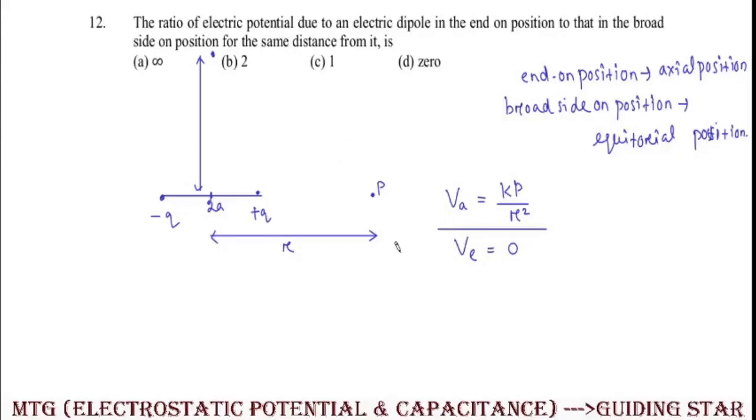Here we are asked what the ratio of the two will be, the ratio of electric potential. So the ratio of the potential at the end-on position to the broadside-on position will be Kp by r square divided by 0. So something divided by 0 will be how much? Infinity. Clear? So the ratio will come out to be infinity. So it will be option A.